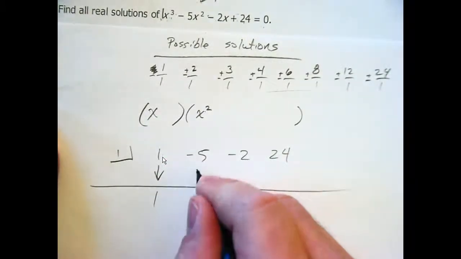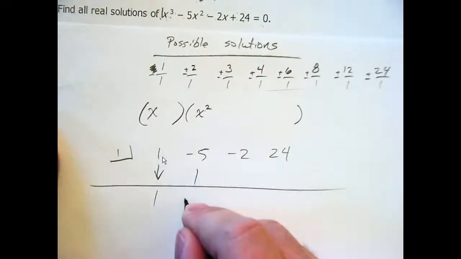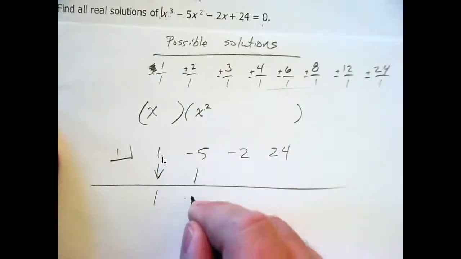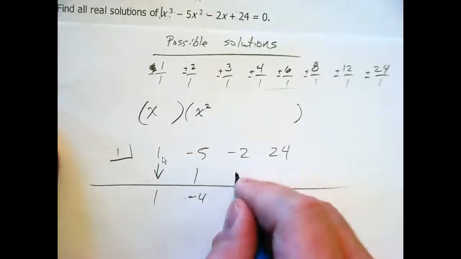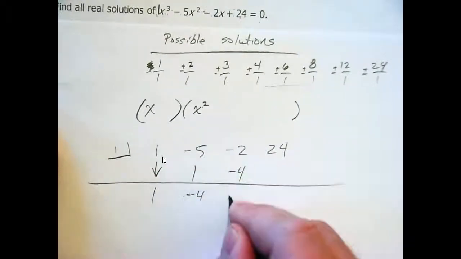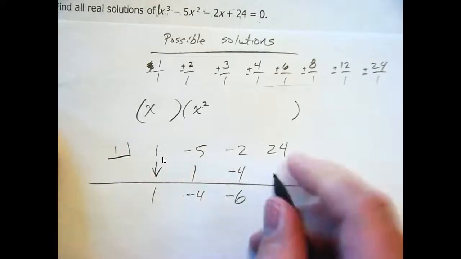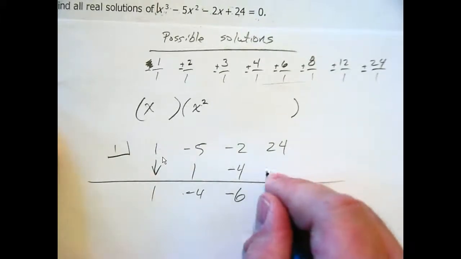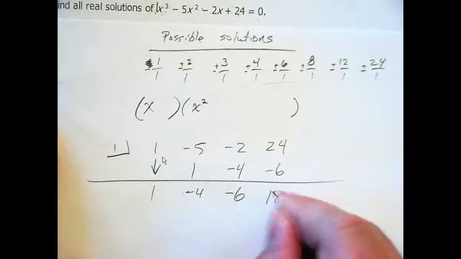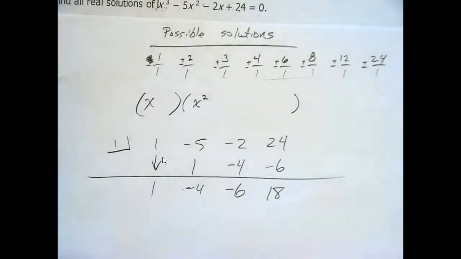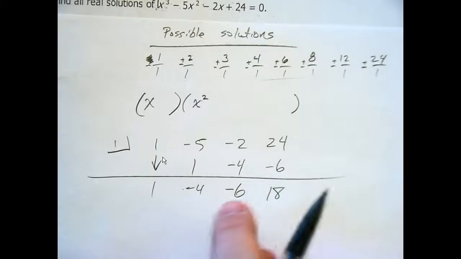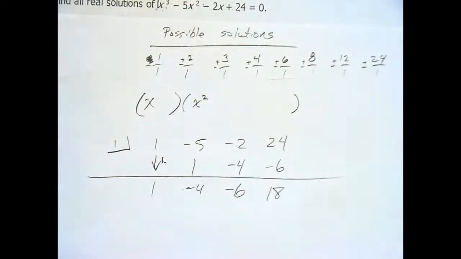1, what's this? Negative 4. 1 times negative 4 is negative 4. Negative 6. 1 times negative 6 is negative 6 and 18. Now, some of you are sitting there right now going, yeah, I can do that. I remember that piece of this chapter. But you have no idea why we just did that. That's a problem.